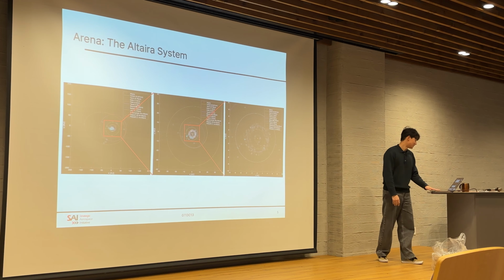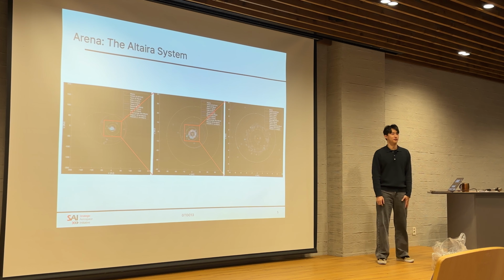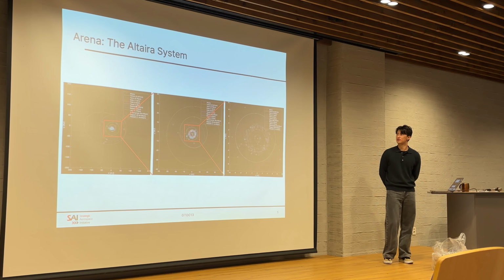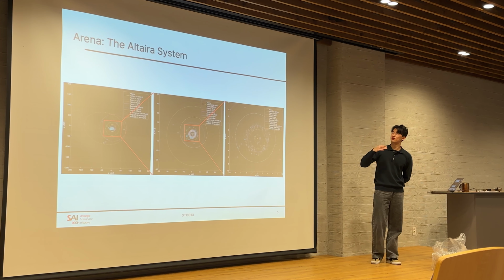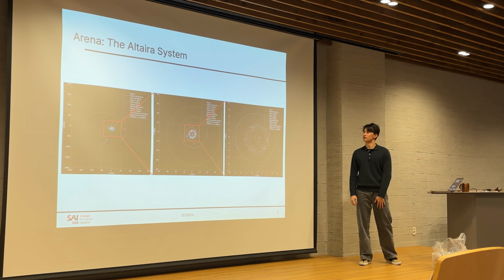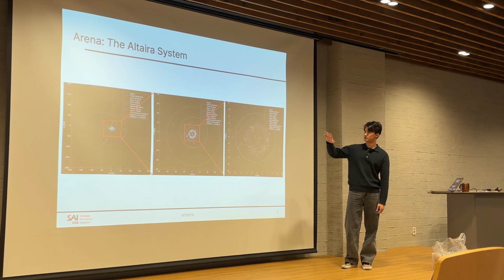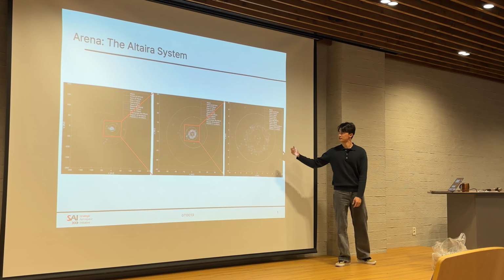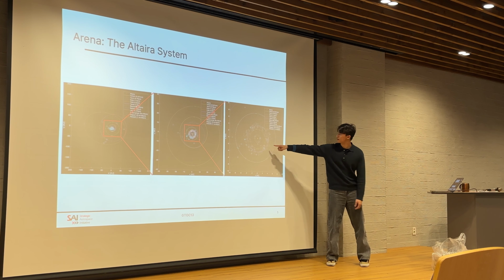So let's start the introduction of the competition, first looking at the arena for this challenge. The arena here is the Altaira system, which means it's a hypothetical solar system that has a central star named Altaira. So just as our real solar system, it has outer planets, inner planets, as well as the asteroid belts and the comets, shown here, each in gray and cyan colors.